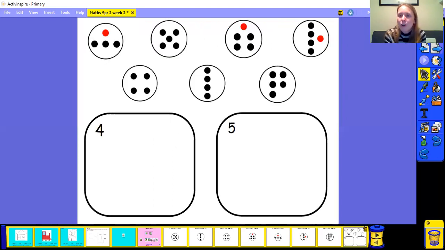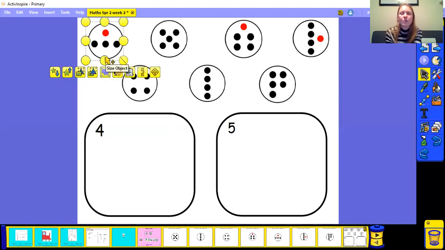Now, our first job is to sort these spots into the correct boxes. All of the circles that have 4 spots will go on this side with the number 4. And all the circles with 5 spots will go on this side with the number 5. Have a look, pause the video and see if you can do this before we do it together. Okay, now that you've had a turn, let's do it together.